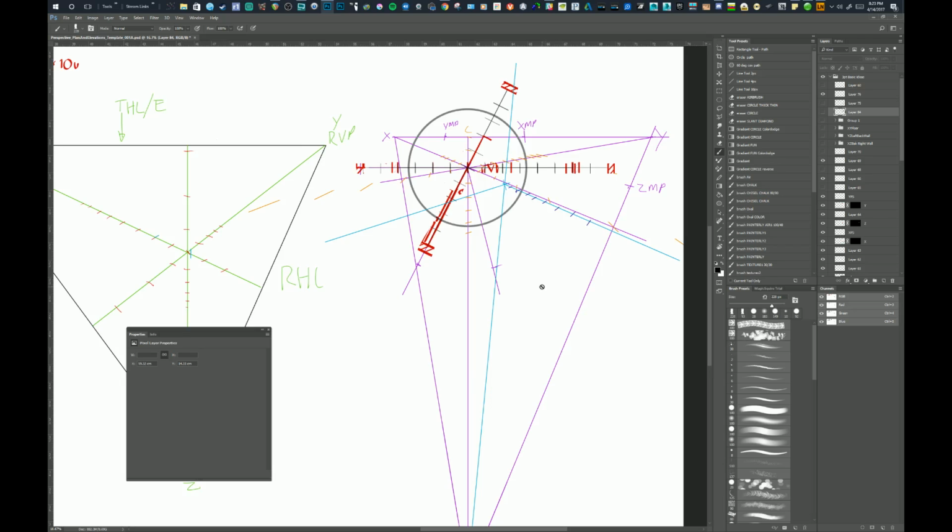Once you start getting used to that and you really hone this skill, you won't need to do this more than maybe once every 6 months or so, just to refresh yourself.